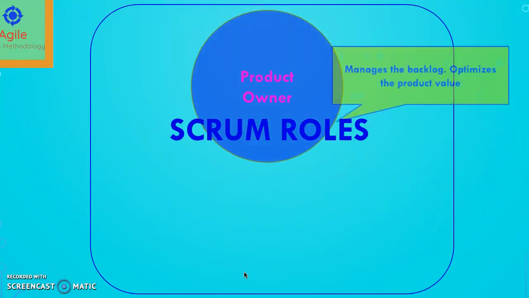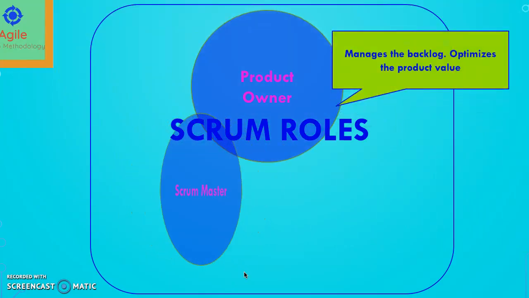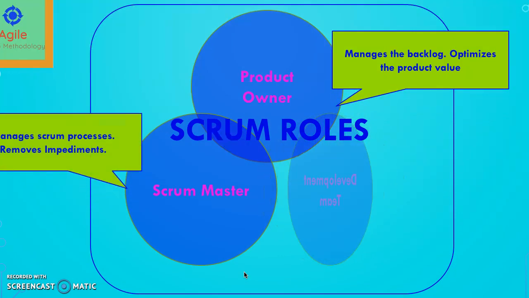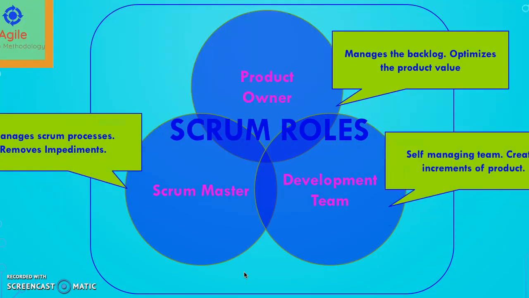We have three roles in Scrum: product owner who manages the backlog, Scrum master who manages the process, and development team who creates the increments of product.